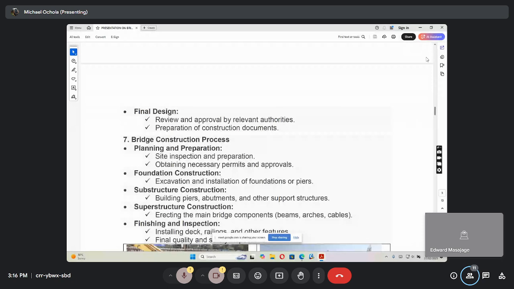You do a lot of coordination, a lot of risk management, a lot of communication when you're a project manager or a construction manager. It's about communication, communication and communication. So planning comes in, then you do foundation construction, excavation and installation.